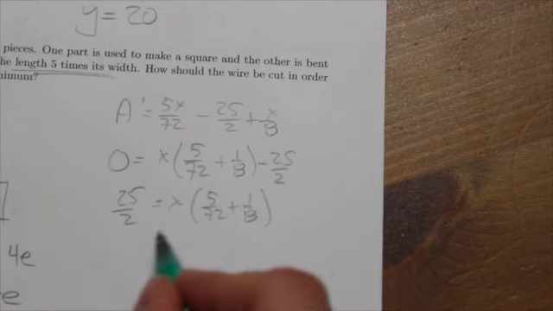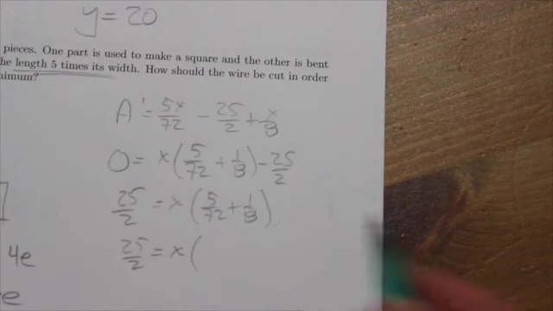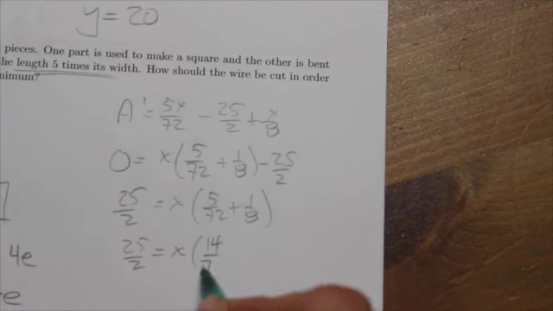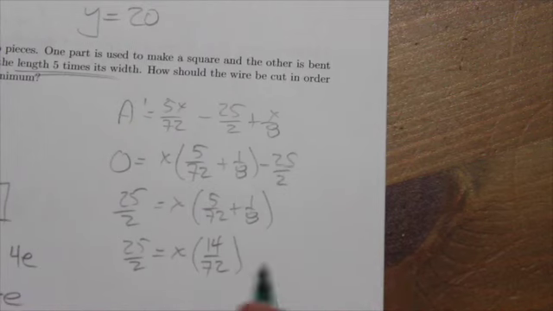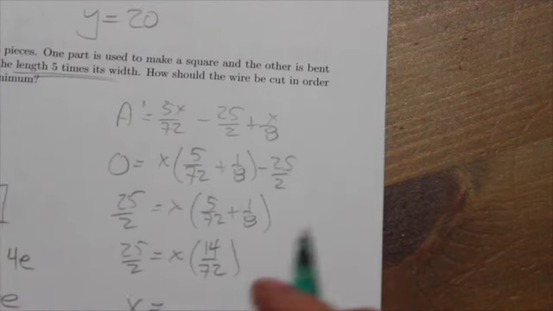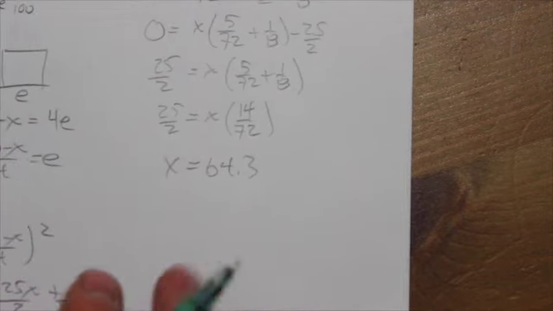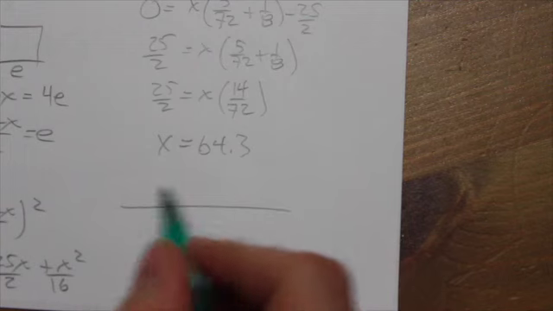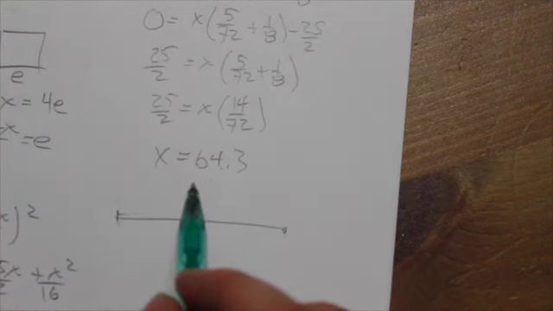notice that those can be added together, and if you find the common denominator, which would be 72 in this case, this will end up being 14 over 72. When I bring that up here and multiply it through, I'm going to get that x is equal to, actually, I'm going to write it out as a decimal here, 64.3. Whoops, I'm sorry, you can't even see that. 64.3. I'm going to do it like this because this is what I want to check. This doesn't tell me, though, whether this is a minimum or not.